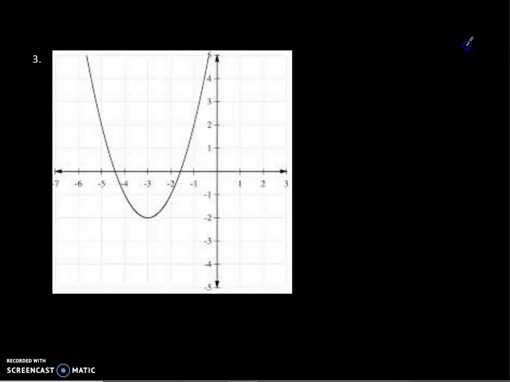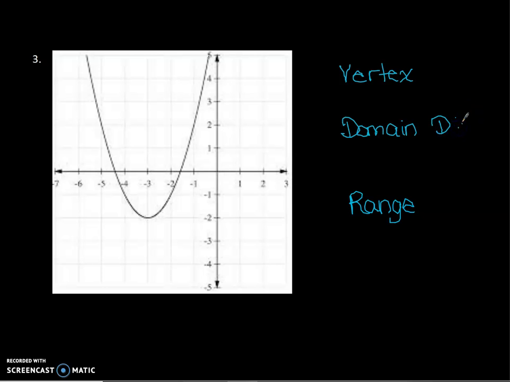and same instructions. What is the vertex? What is the domain? And what is the range? So, easy part, the domain is all real numbers. It's a parabola. I know I'm dealing with a quadratic, not to mention that as this parabola goes up, it goes out and it covers all of the x values. The vertex is the minimum point because the parabola goes upwards, which is this point, and that would be at -3, -2.